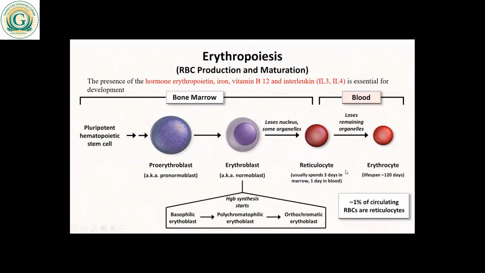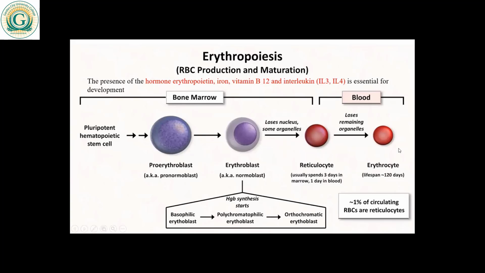Some reticulocytes are released into the blood as reticulocytes. So you have about 1% of circulating red blood cells, which are reticulocytes. They are released into the blood at the reticulocyte stage. Sorry, when they get into the blood, they mature. During maturation, they lose all other remaining organelles found inside the cell. And at that point, that is the matured erythrocyte or the red blood cell.